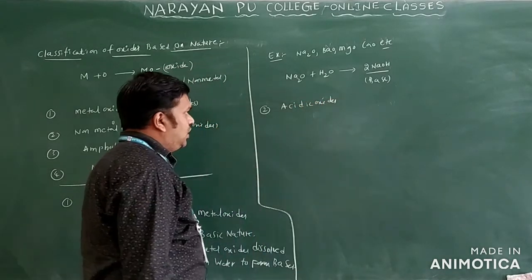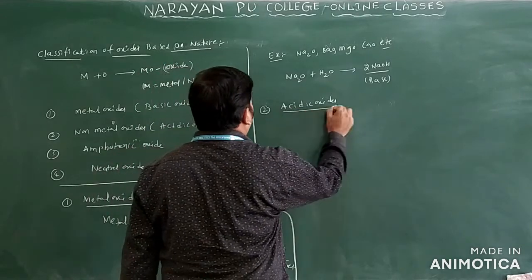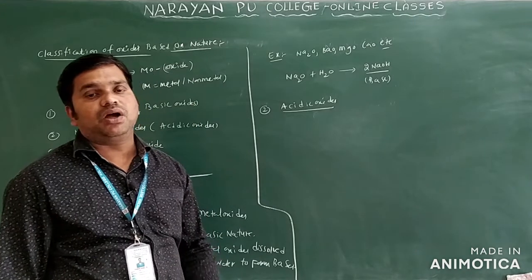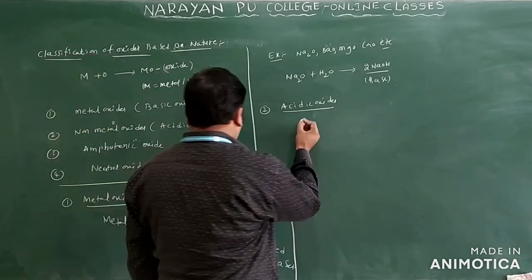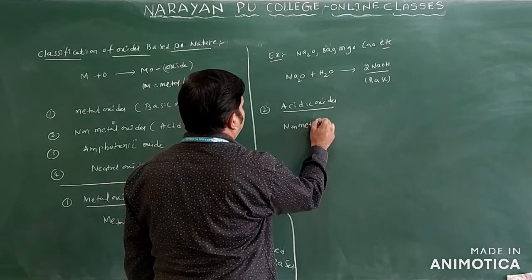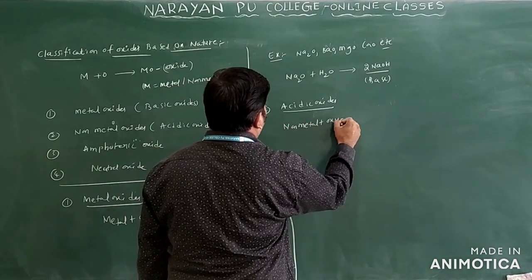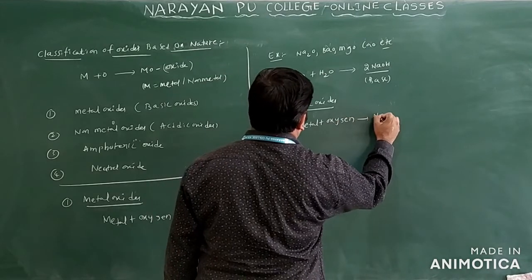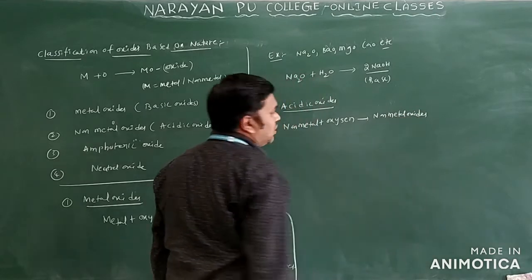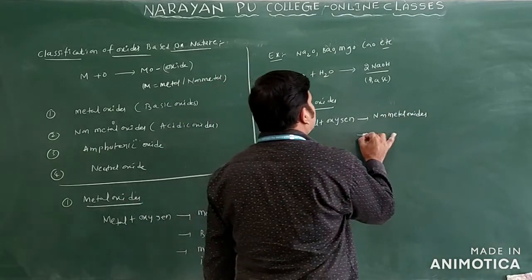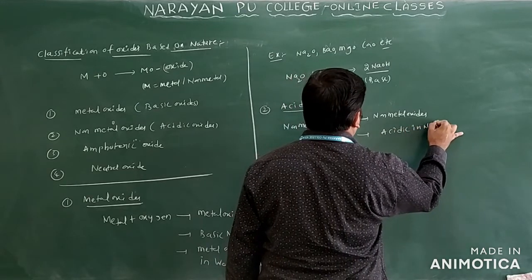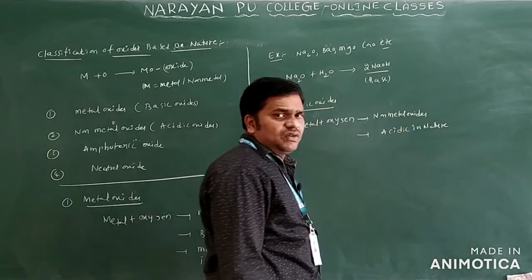Acidic oxides only. How is an acidic oxide formed? When a non-metal reacts with oxygen, it forms non-metal oxides. So acidic oxide means a non-metal combined with oxygen, and non-metal oxides are formed. The nature of these non-metal oxides is acidic only.